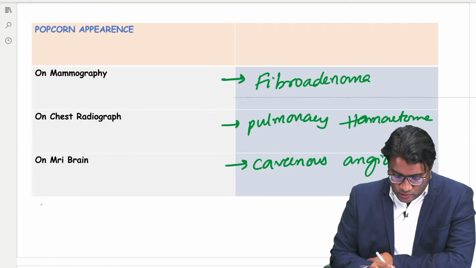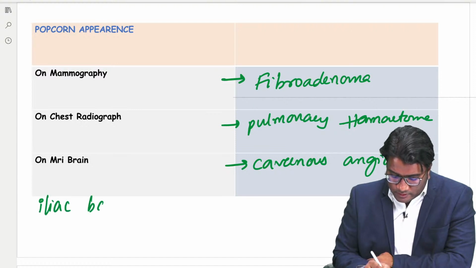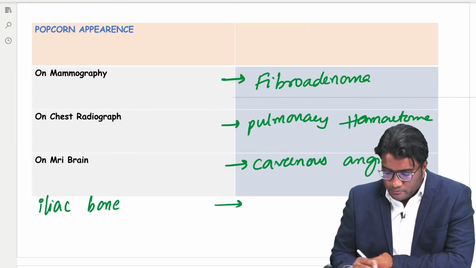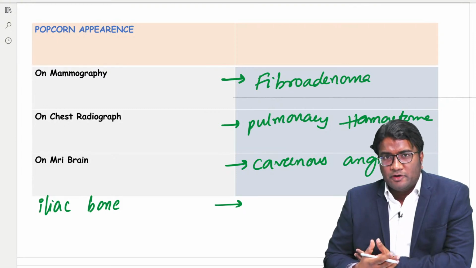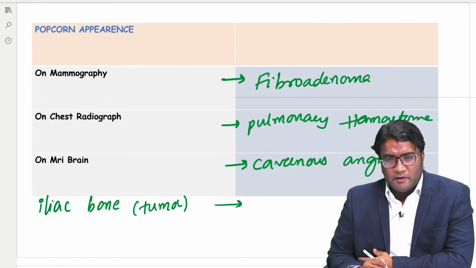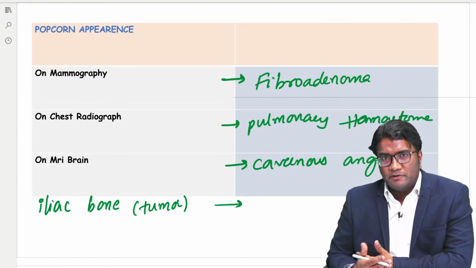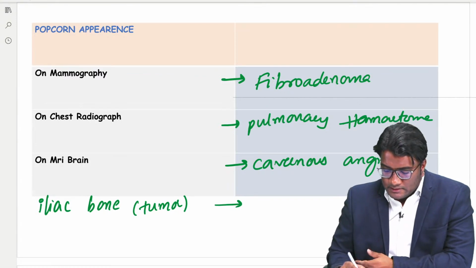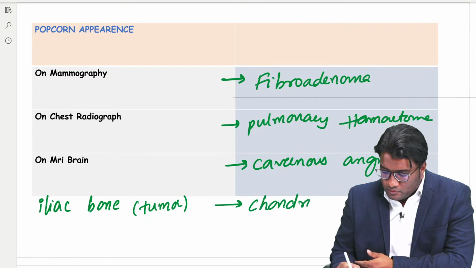And can they ask you about the iliac bone or the flat bones, popcorn appearance on the iliac bone? Can you think of any condition or any tumor which produces popcorn appearance on the iliac bone or flat bones? A tumor of the flat bone generally. Where do you see this? This is chondrosarcoma.